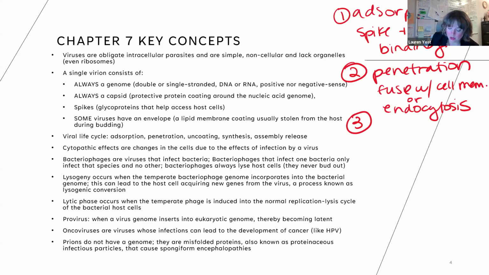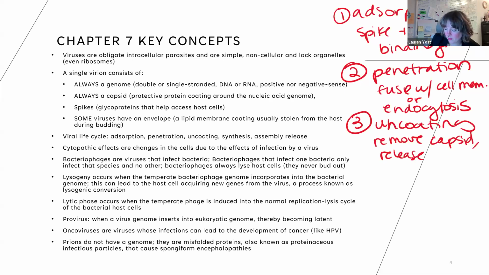The next step is uncoating. This is removing the capsid and an envelope, if you have one, to release the genome. This usually involves things like digestive enzymes inside of the cell, or just binding with certain molecules in the cell can cause the capsid to release from the genome. It just depends on the virus. So that's the uncoating.